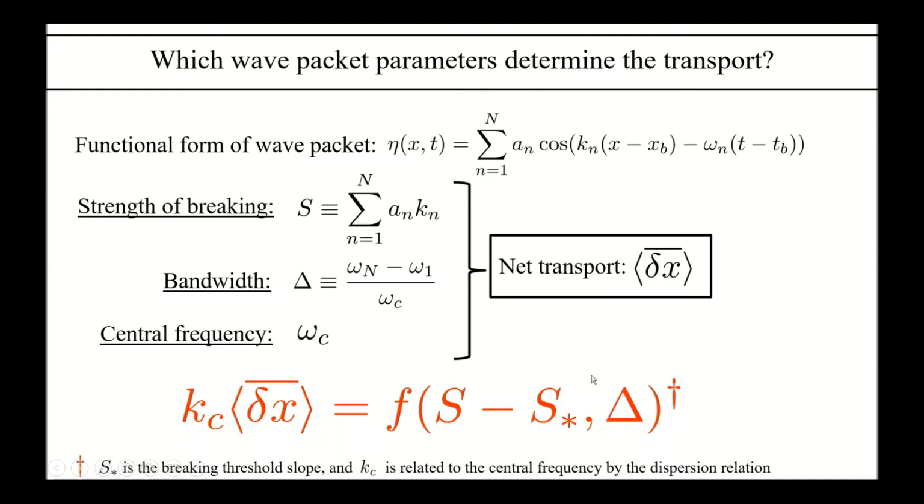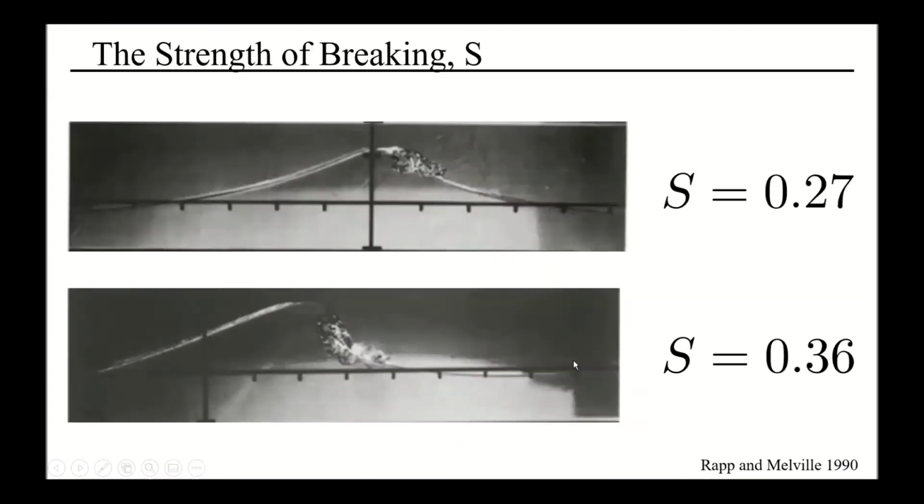And so what I have in red here is effectively the final result of this paper. What we found is that we can write the net transport normalized by the central wave number, which is related to the central frequency by the dispersion relationship, as a function of s minus s star and the bandwidth. And s star is the s value at which waves start breaking. So it's the minimum s value at which we will observe breaking. So this value is never less than 0 in the case of breaking waves.